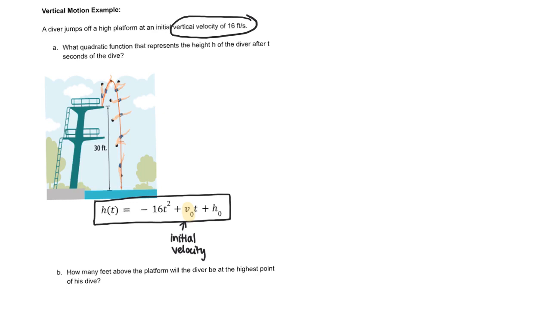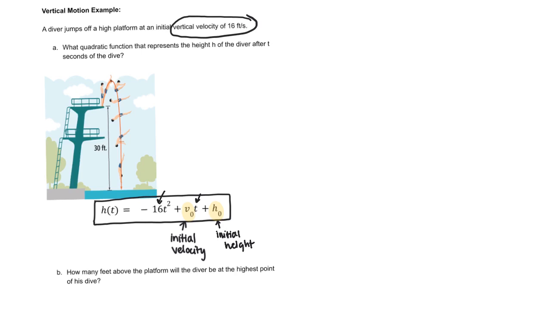Okay, H sub O, or HO, or H0, or H naught, there's a lot of different ways you can say it, stands for the initial height. The negative 16 t squared will stay the same. There will always be a t after your initial velocity, and then the h, or the initial height, will be at the end without a variable. You should be able to pretty easily pull these pieces of information from the problem. A couple tricks that might end up happening, I'll talk about at the end.